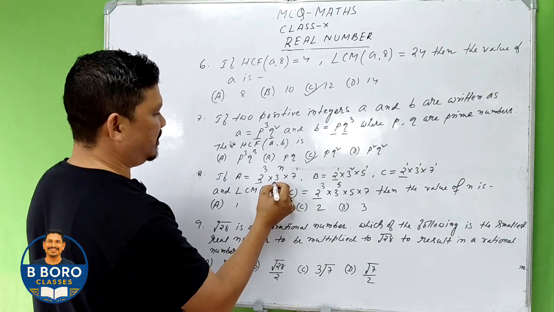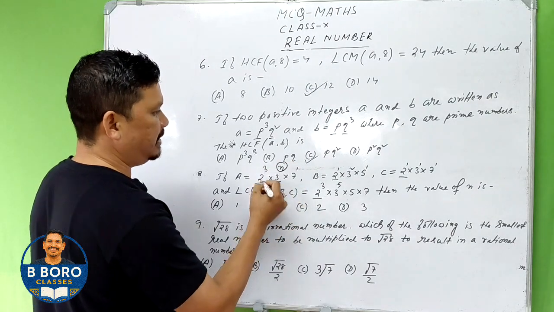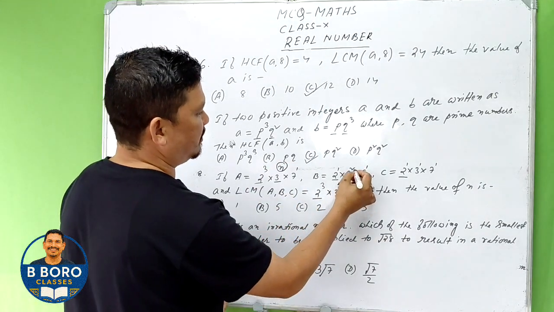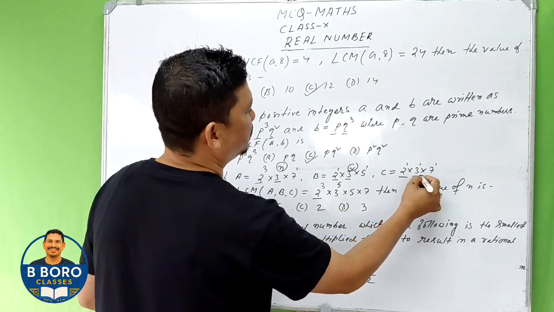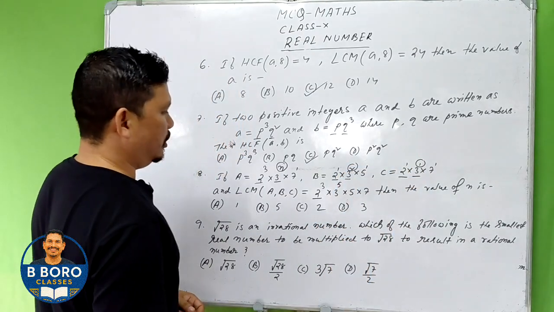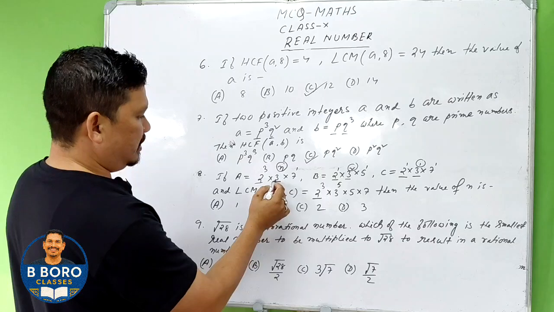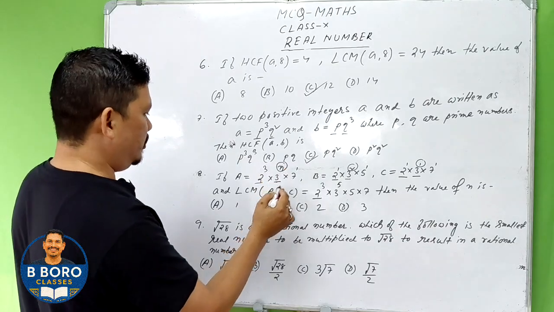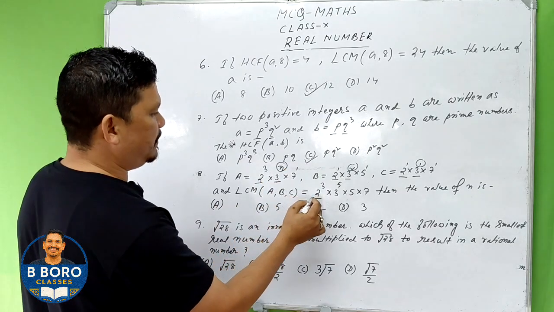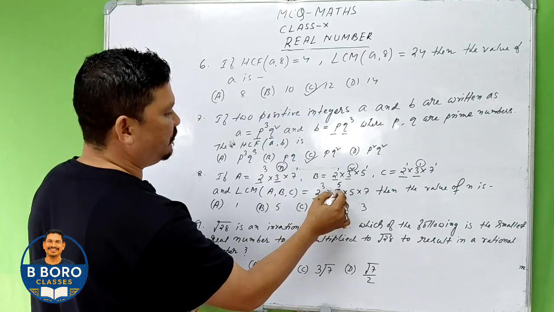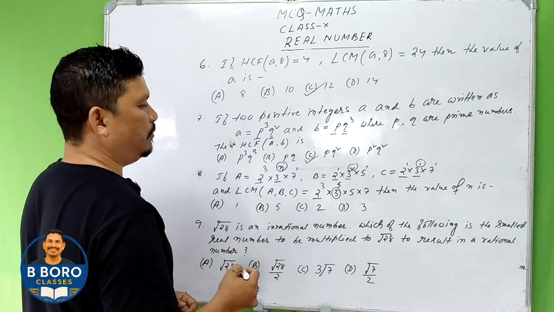The highest power of 3 here is not given, it is given as 2. Here the highest power of 3 is given as 1. So here the power of 3 is n. So if we observe the LCM of A, B, C, 3 is one of the factors. 3 is one of the common factors.